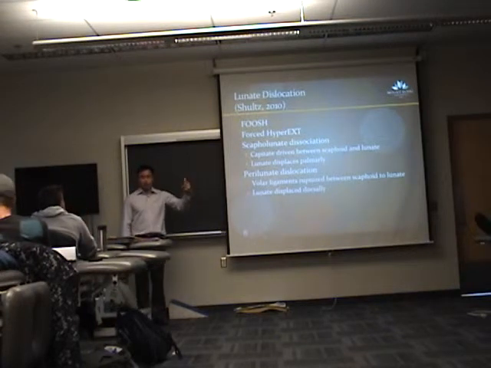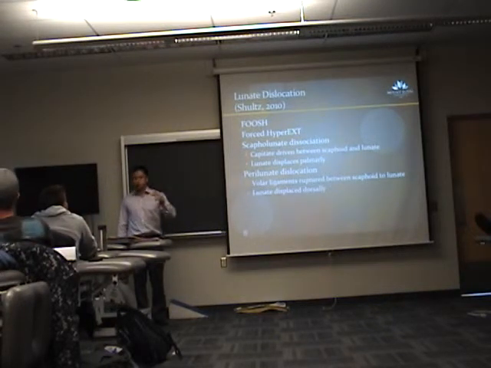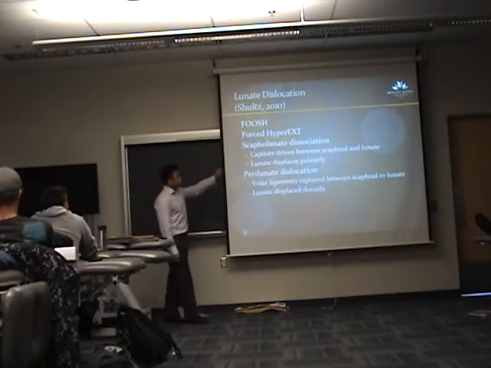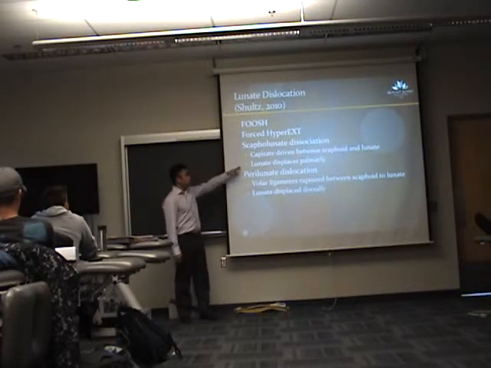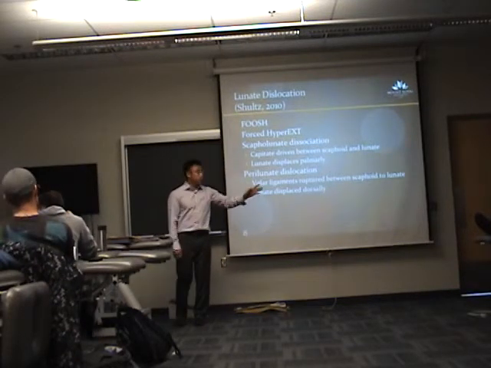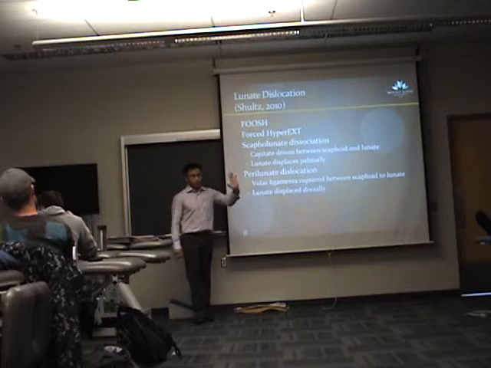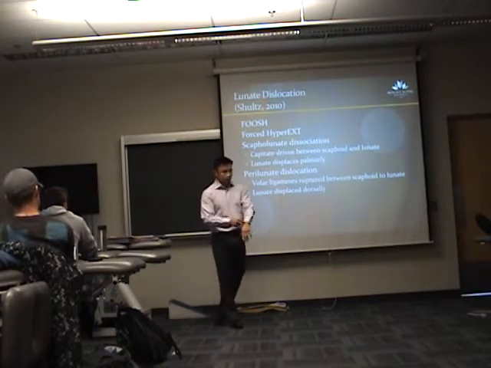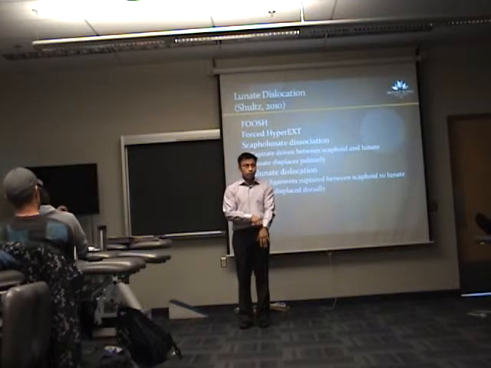Both are caused by forced hyperextension. One is called a scapholunate dissociation. Capitate driven between the scaphoid and the lunate, and then the lunate displaces palmarly. Okay, so let's take the first one, forced hyperextension, so FOOSH, right? You do this, you go like this. The capitate is more distal.